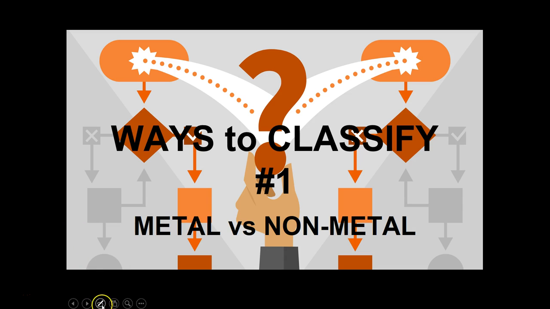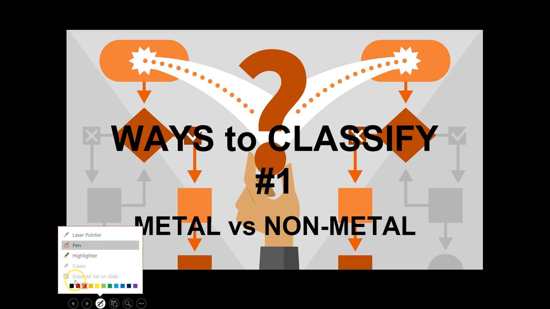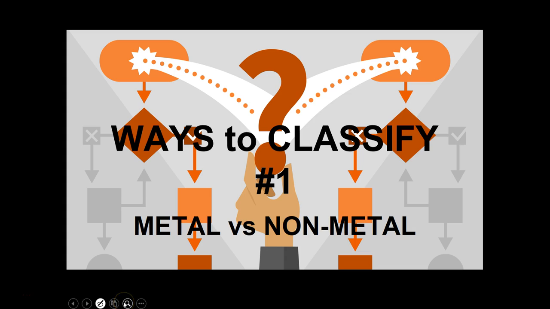Before we get started, let's review what we've talked about so far. We've talked about how the periodic table helps us organize things and makes our life a lot easier once we know how to use it. The periodic table organizes and classifies elements based on various properties.